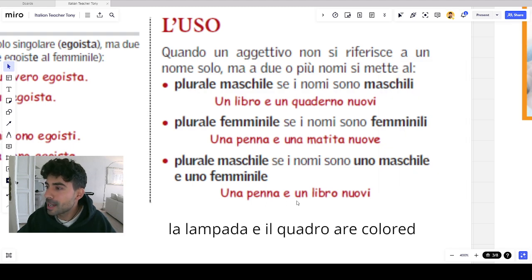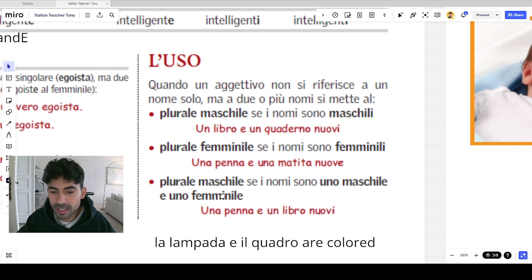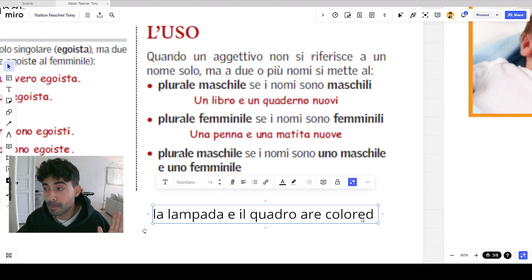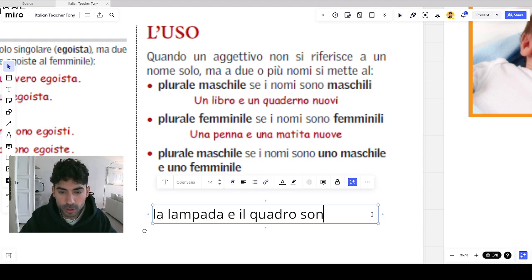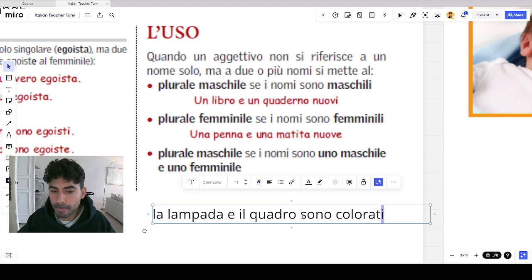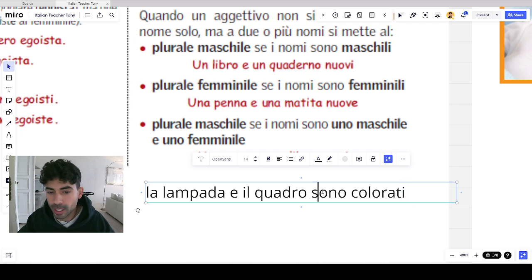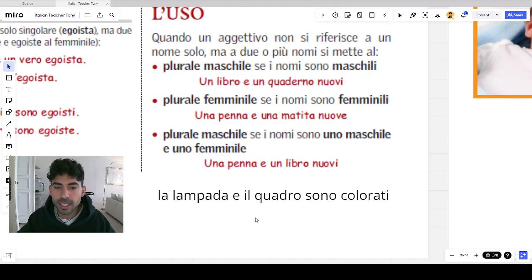Are you going to use the masculine? Are you going to use the feminine? Because one is masculine, one is feminine. Of course, you will be using the plural, but which form? The masculine or the feminine one? Well, usually in the Italian language, whenever you have a mixed set of objects, you will be using the masculine plural. In this case, it will be sono colorati. And this is because the Italian language has this convention that we will be using the ending of the masculine plural whenever there is a mixed set of objects.